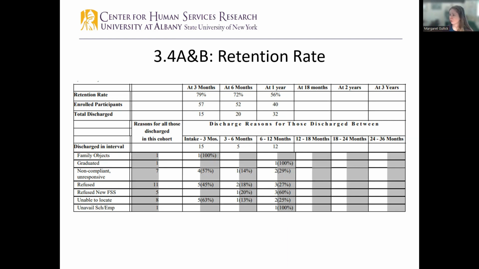Well, the refused mostly drop out pretty early. Most of those who have refused as their discharge reason drop out pretty early. A couple of unable to locate also drop out pretty early. You've got a couple of families who are discharged for being unable to locate where that happens pretty early on. I don't know if that's typical for you, but it was a little surprising to me. Your non-compliant unresponsives, also one of our major frequent discharge reasons, are spread out through the window.